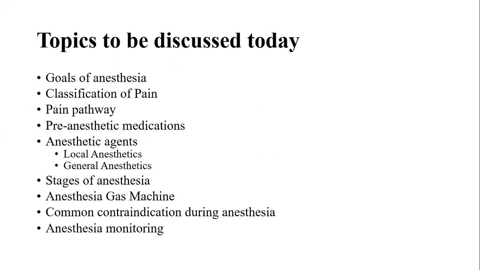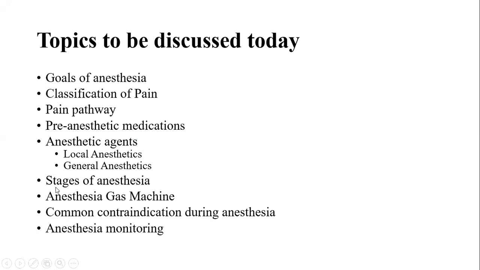First of all, we will look at the goals of anesthesia. Then we will move towards the classification of pain, because one of the goals of anesthesia is to produce analgesia, which is basically the absence of pain. So that's why I have added a topic of pain classification and pain pathway. Then we will move towards pre-anesthetic medications, and finally the most important topic, that is anesthetic agents that we commonly use for anesthesia in different animals.